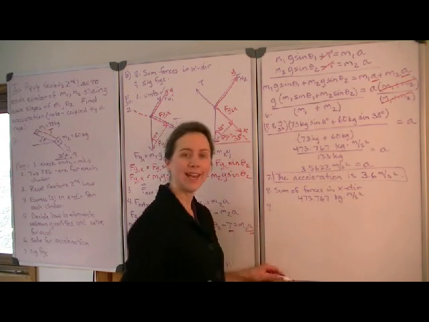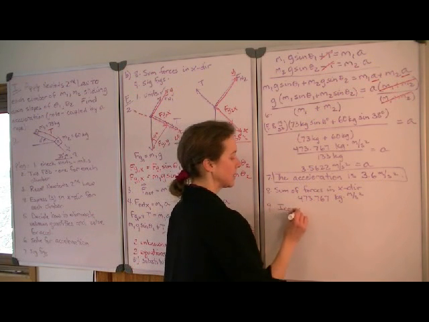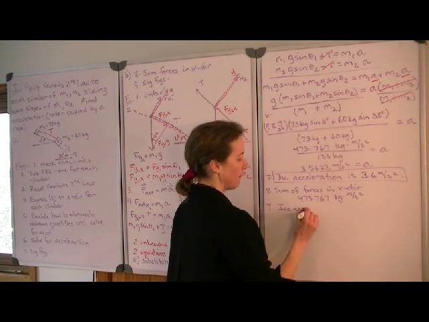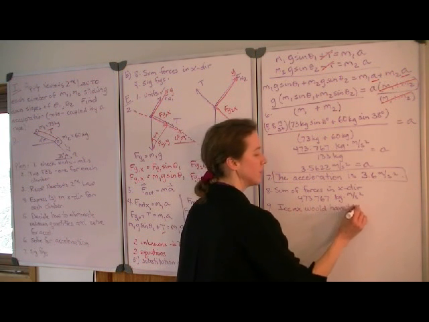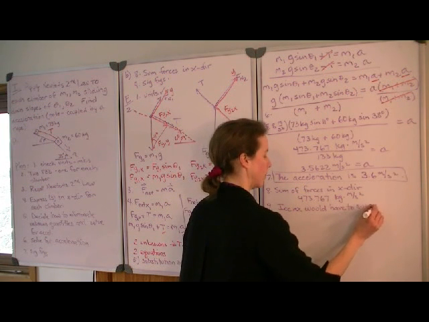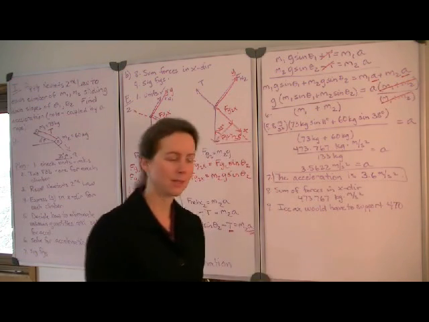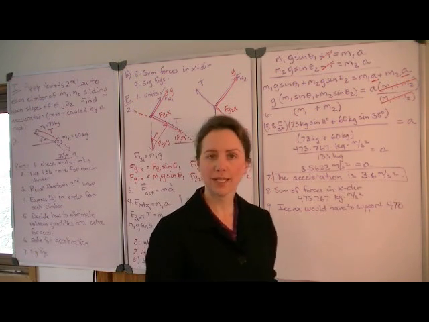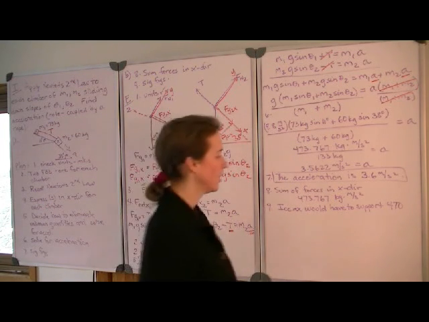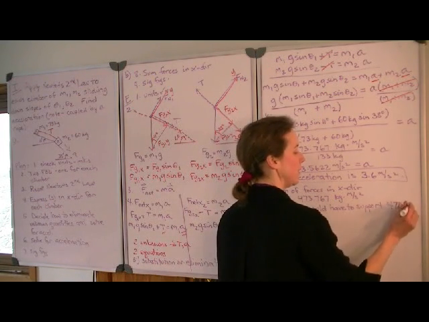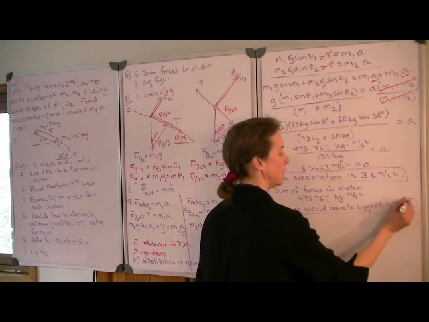So reporting that answer to two significant digits, we have that the ice axe would have to support 470. Now what about our units? Kilograms times meters per second squared is the definition of the unit of Newton, named after Isaac Newton. So we have 470 newtons as our answer to the second part of this question.